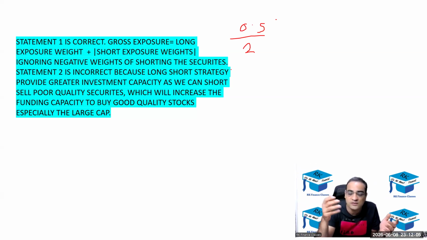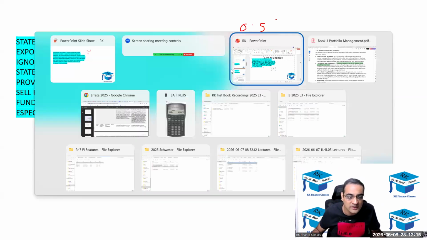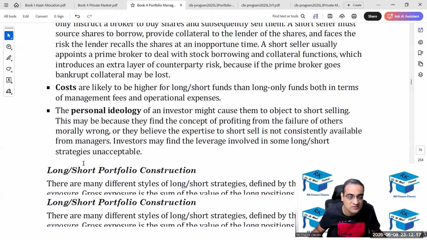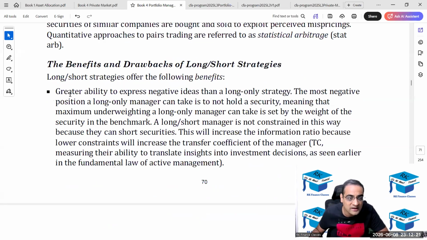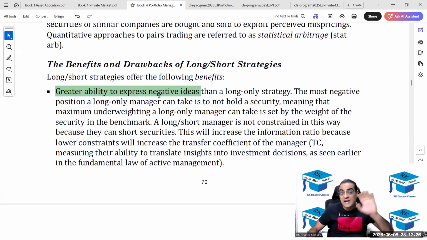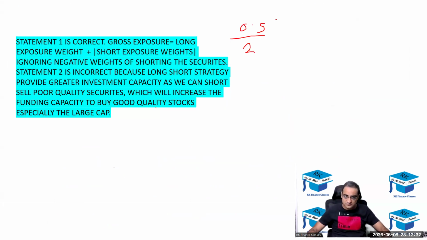In the long only, if you believe that some company is doing badly, you can just avoid it. But in short selling, you can actually short that company. So this is basically the word flexibility, or the advantage mentioned there. I'm not able to recreate that word: a greater ability to express negative ideas. This is not a capacity, this is a flexibility that you have, which was not there when you were doing long only. Clear?